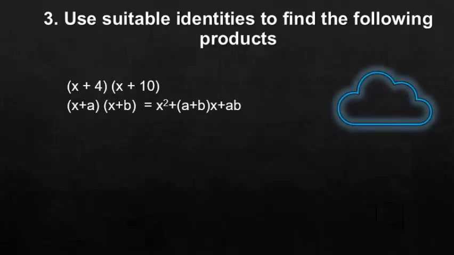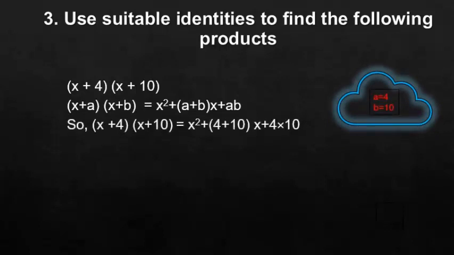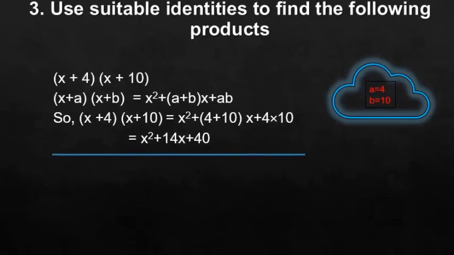What is your a here? 4. What is your b? 10. So you will get x plus 4 into x plus 10 equal to x square plus 4 plus 10 into x plus 4 into 10. That means x square plus 14x plus 40. Please note, the values given in the cloud are the ones to be substituted.